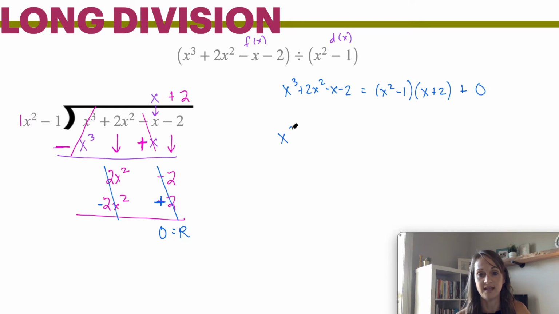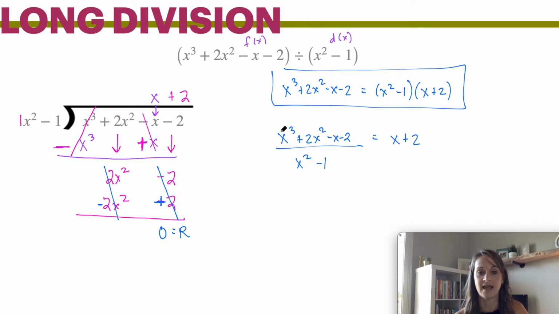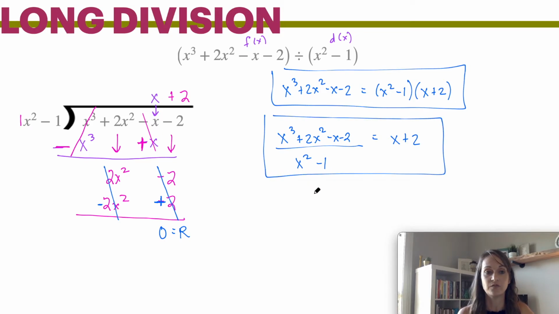Or you could say x cubed plus 2x squared minus x minus 2 divided by the divisor is equal to the quotient plus the remainder over the divisor. And then 0 divided by anything is just 0, which goes away. Same thing up here. You don't have to write the plus 0. So either one of these, you could write it as the same thing. They give you the same thing. It just depends on which form you want to use or which form you might see on a test.